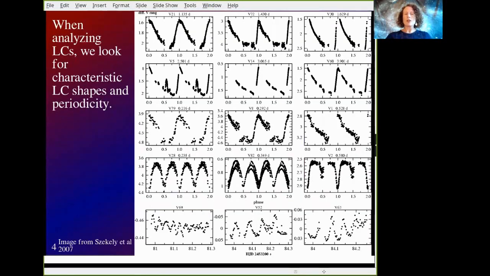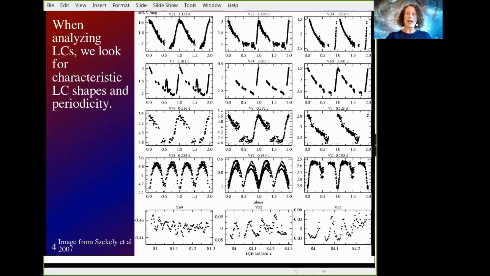When analyzing light curves, we look for characteristic light curve shapes and periodicity. And so I have a figure here that we'll be revisiting later on in the lecture, but you can see rows of different astronomical objects, different types of stars. And what you can see is that their light curves are not all the same. So the top row, for example, has a light curve pattern that is very similar to each other. But then if you go down to the middle row, you can see that the light curve pattern is different. And then the fourth row down, you can see a different pattern again. And then in the bottom row, you can see a different pattern to the light curve. And so these are all characteristic shapes of the light curve. And when we talk about the periods, we'll see that the periods have differing lengths.